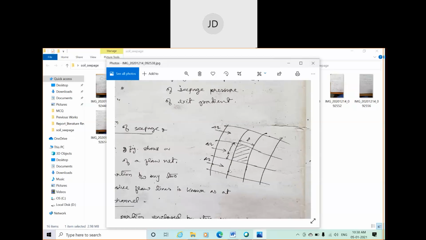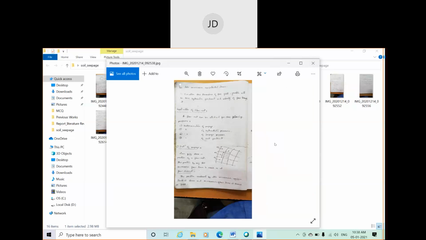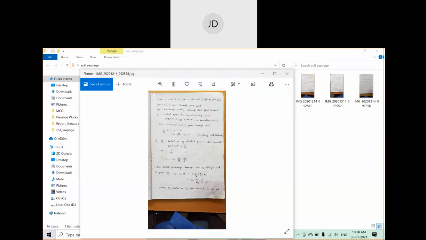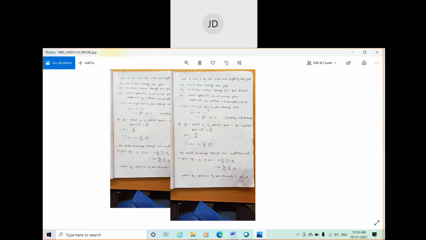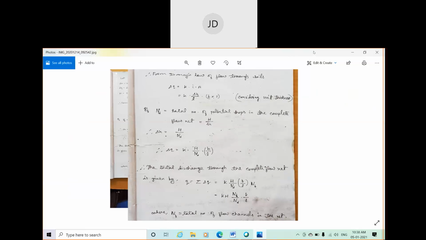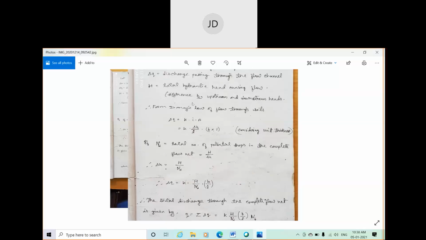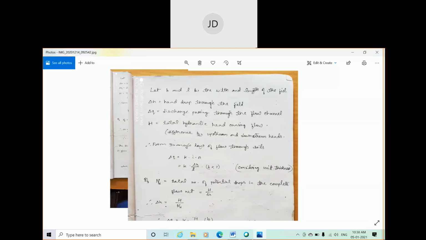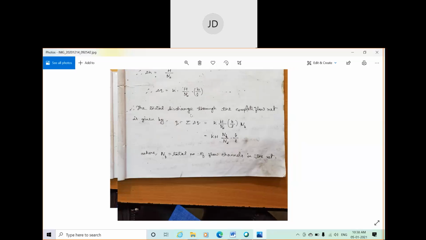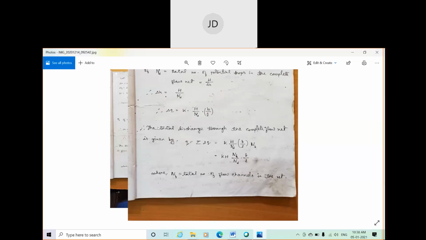These things were already discussed in the last class, and we also discussed the application of flow net. Flow net is used to find out the amount of discharge passing as seepage under pressure through a dam structure. And how do we find the total discharge under seepage? By this derivation, which we also discussed in the previous class. Total Q, the total discharge through a complete flow net, is a summation of the discharge passing through each flow channel, delta Q.